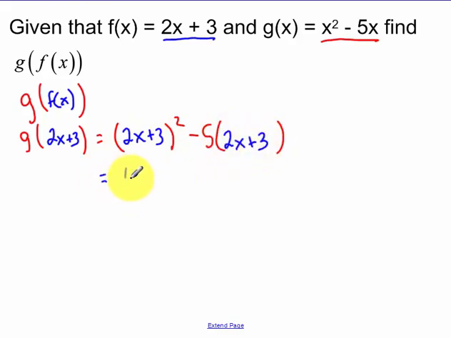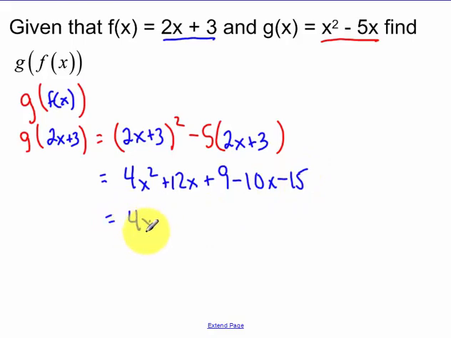Now going through and simplifying, I'm going to go through this very fast because this is all basic algebra that you guys should know. And we simplify to 4x squared minus 2x, plus 2x minus 6.